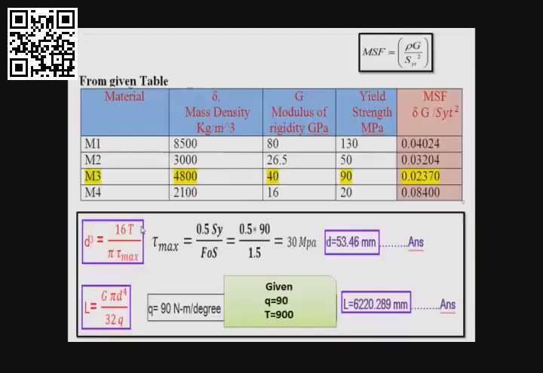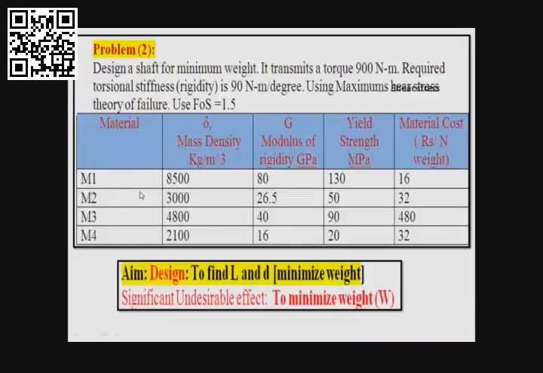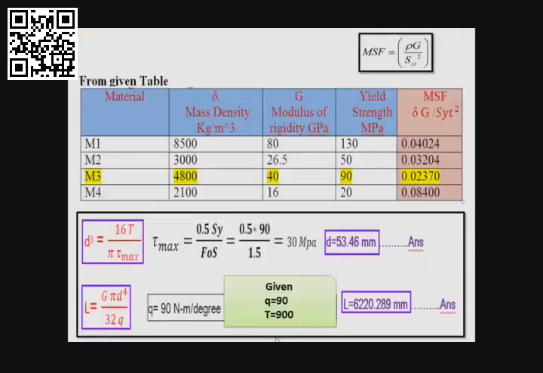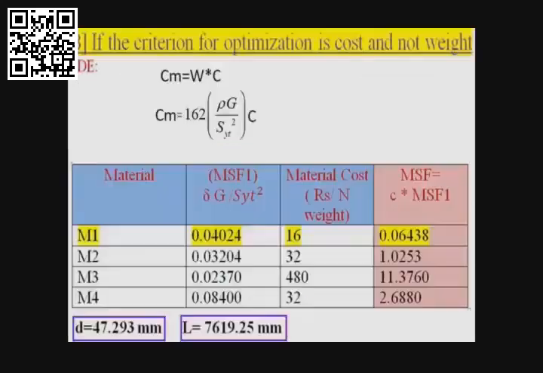Here for M1, if you select the first material, the cost of the shaft will be minimum. So selecting the first material and making the design calculations, your cost will be minimum. In this case, we are going to get the diameter as 47.293 mm and the length as 7619.25 mm.